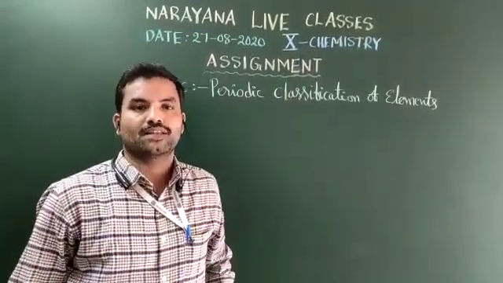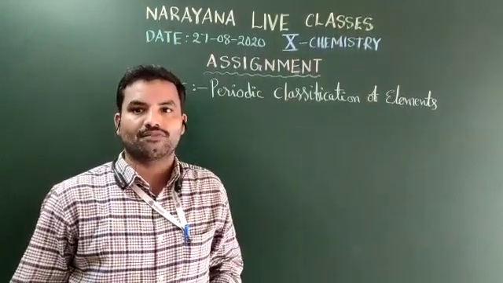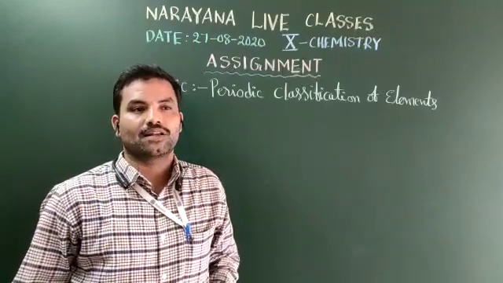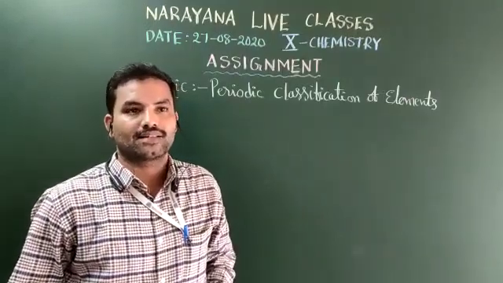Today I am going to explain the key of the 27th dated chemistry assignment of class 10. The topic is periodic classification of elements. In this assignment we have 11 questions. Let us discuss them one by one.